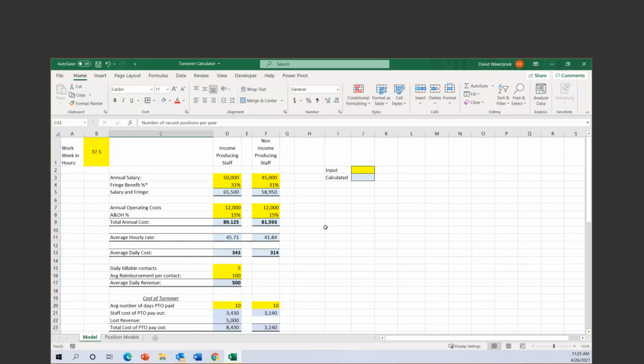Now, the model is going to help you calculate a little bit of return on investment. As you'll see as I walk through, it costs our organization on average $600,000 a year in turnover. What if I invested $50,000 and reduced my turnover rate by 10%? What would the result of that be?